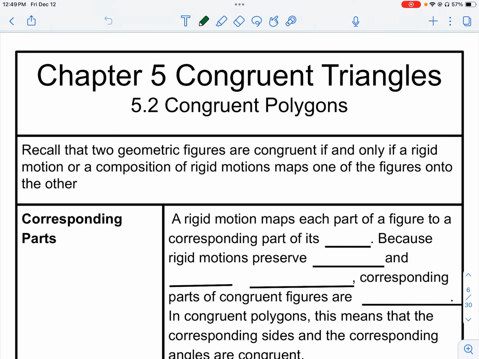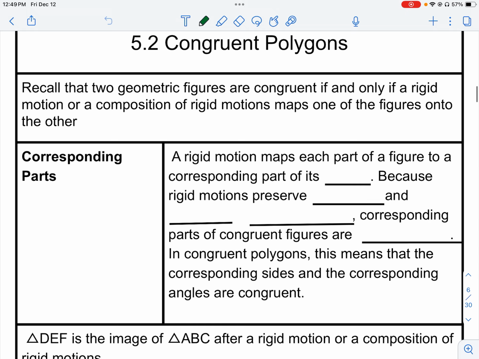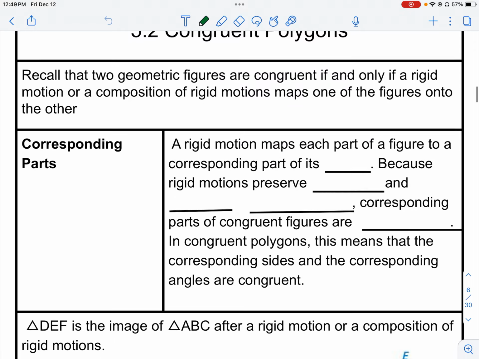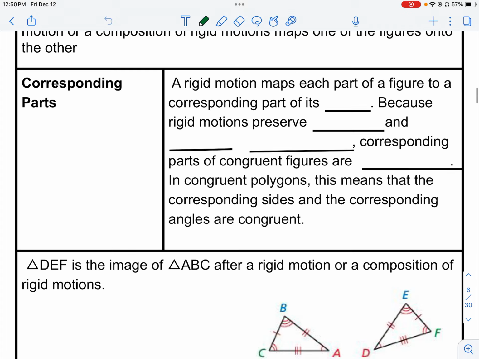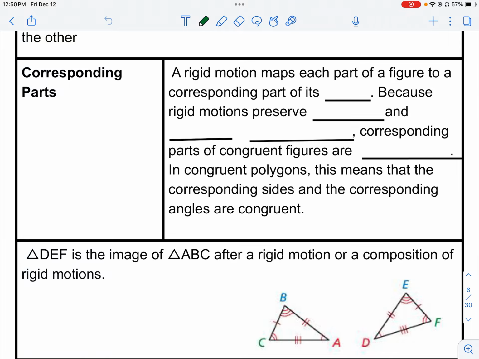All right, let's talk about congruent polygons. And we remember that two geometric figures are congruent if and only if a rigid motion or a composition of rigid motions maps one of the figures onto the other to completely cover it. So what does that mean to us? Well, we're going to start with talking about the corresponding parts. So corresponding means goes together.